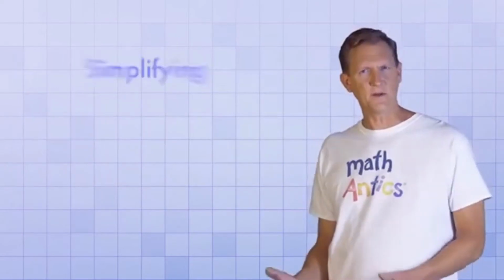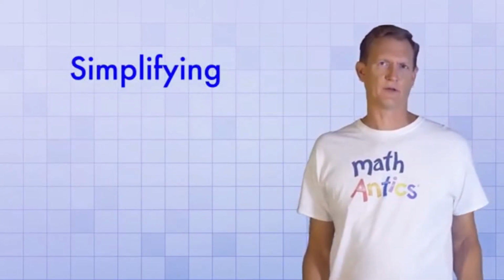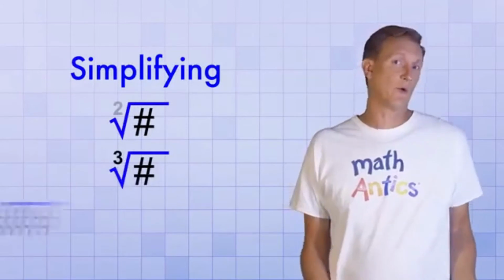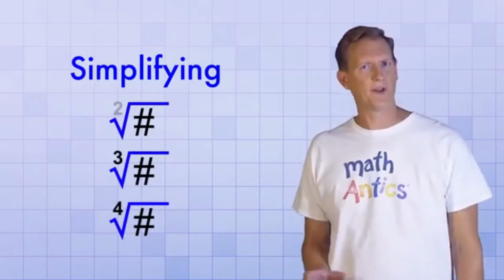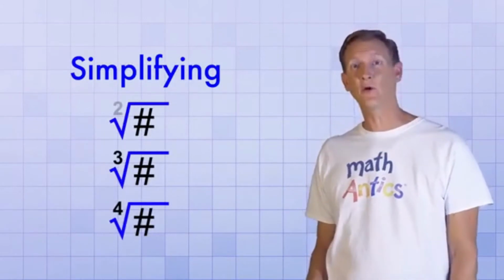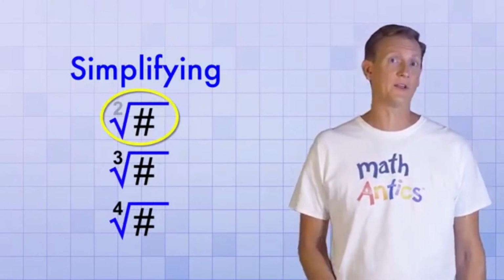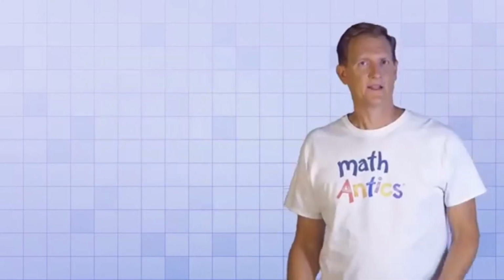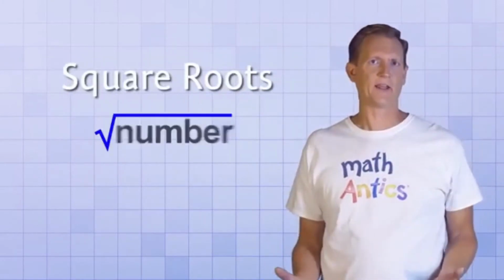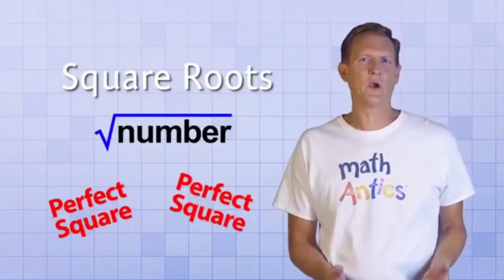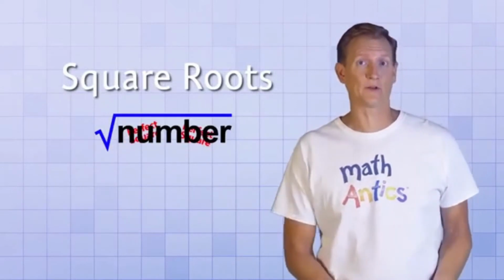This definition of simplifying would apply to any type of root: square roots, cube roots, fourth roots, and so on. But for the next couple examples, we'll just focus on square roots since they're the kind you'll encounter most often. In the case of square roots, to simplify, you'll need to find out if there's any perfect squares hiding in the number under the radical sign.